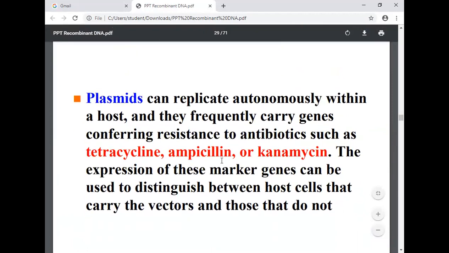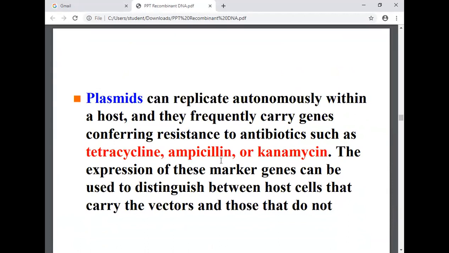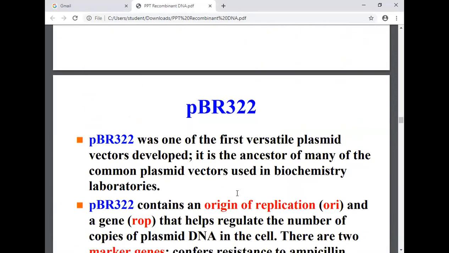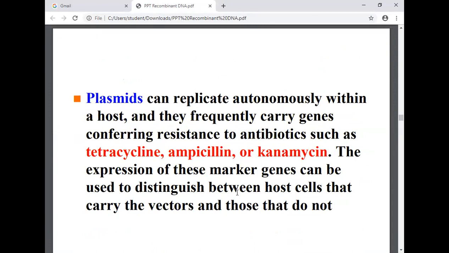Plasmids can replicate autonomously within a host, and they frequently carry genes conferring resistance to antibiotics such as tetracycline, ampicillin, and kanamycin. The expression of these marker genes can be used to distinguish between host cells that carry the vectors and those that do not, right? So these are the vectors, and tetracycline and ampicillin can be used as marker genes, and we will talk about their physiology and physicochemical structure and how they distinguish between the host cell and vector cells.